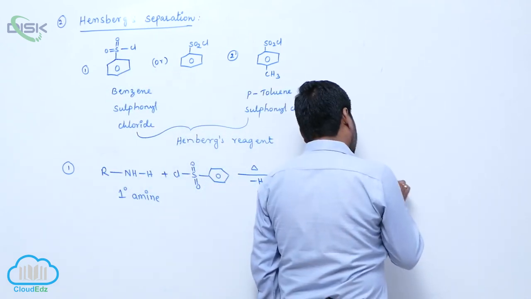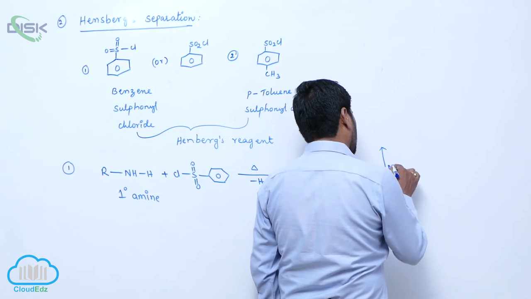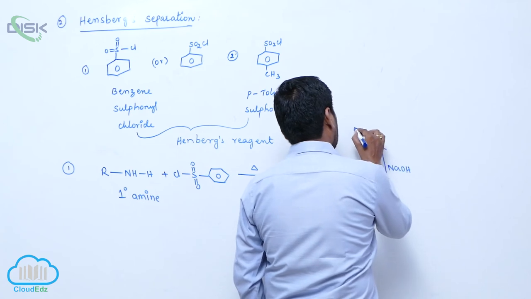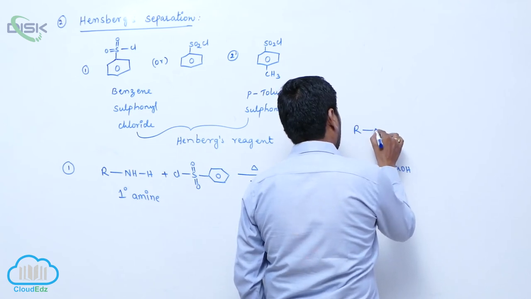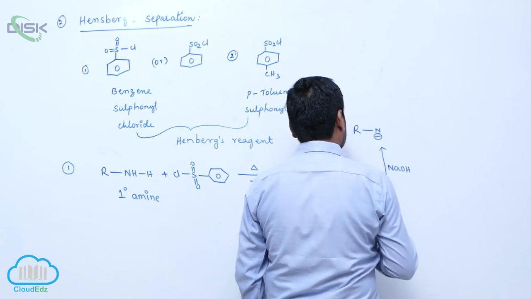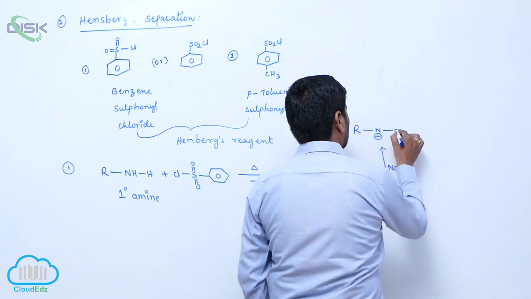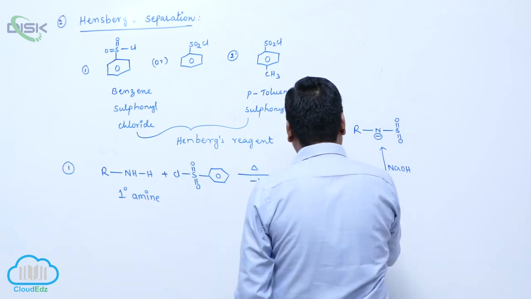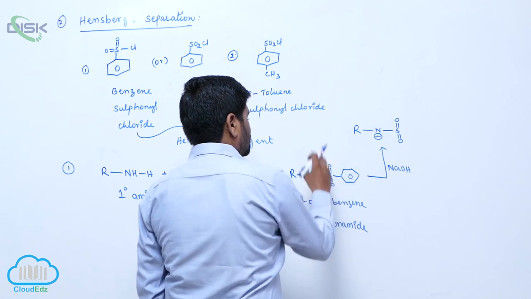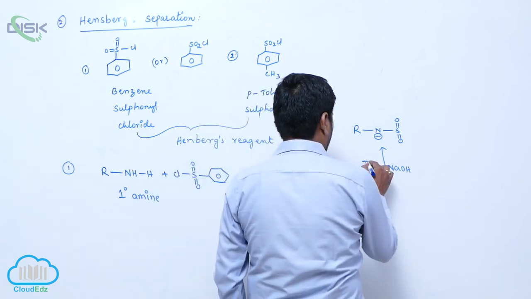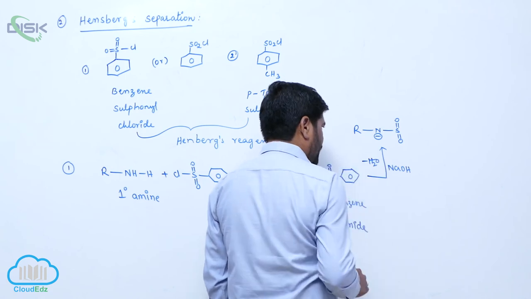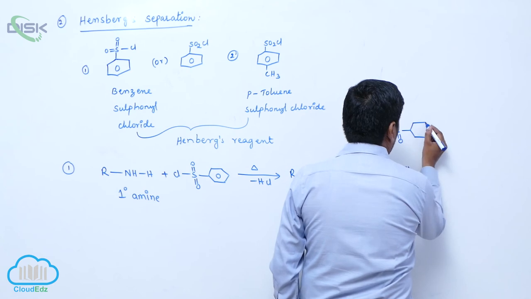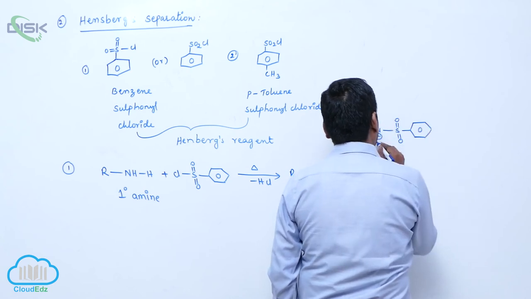This N-alkyl benzene sulfonamide reacts with a base because it is soluble in base, to form a salt, R-N minus, then S double bond O. Because it has acidic hydrogen, the base abstracts a proton, with loss of a water molecule, to form the sodium salt.